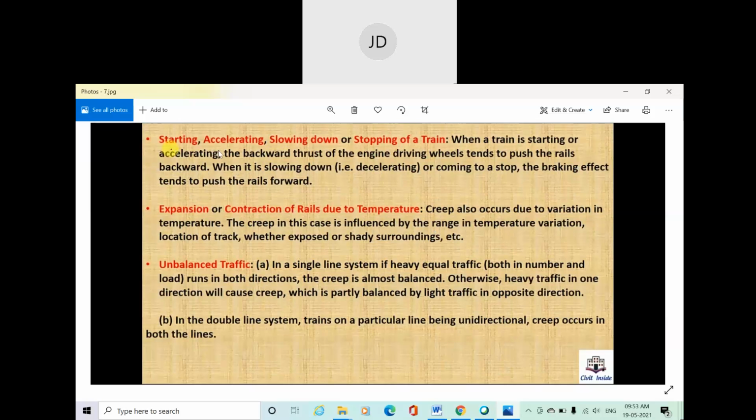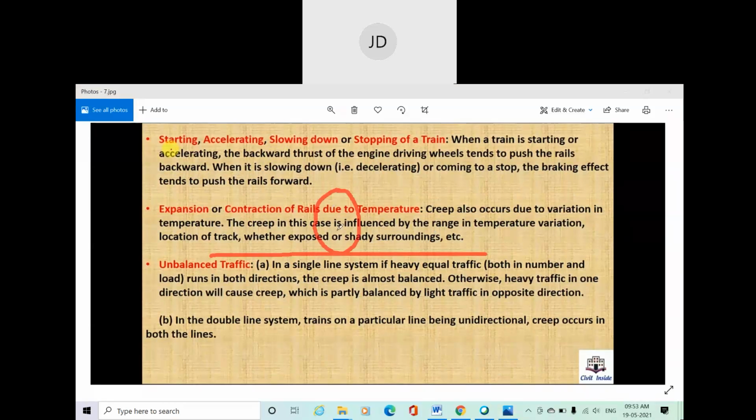Starting, accelerating, or slowing down, or stopping a rail. Even you can understand from this point of view that suppose this is your rail line. This is a rail. This is a wheel. Suppose this is in a raised position.